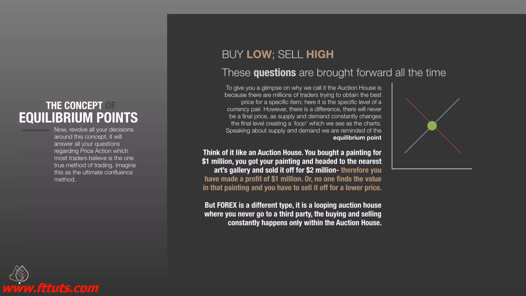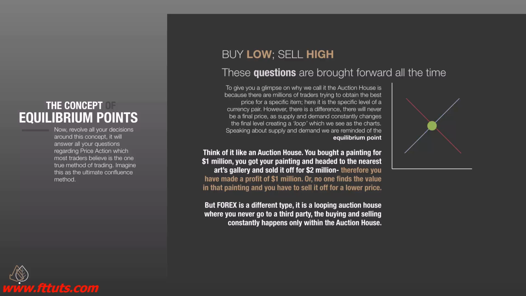I'm pretty sure most of you have heard of this term, buy low, sell high. In other words, it can translate to buy support, sell resistance. These questions are brought forward all the time. To give you a glimpse of why we call this the looping auction house, there are millions of traders trying to obtain the best price for a specific item. In this case, the item is known as currency.